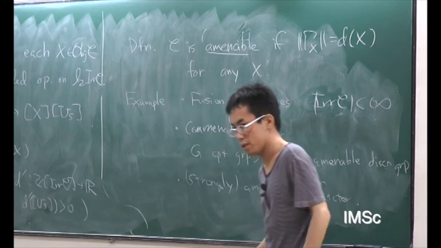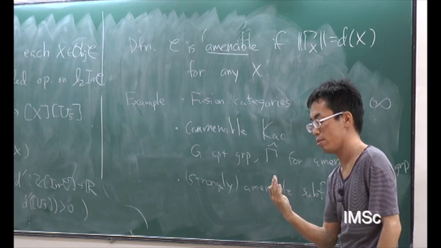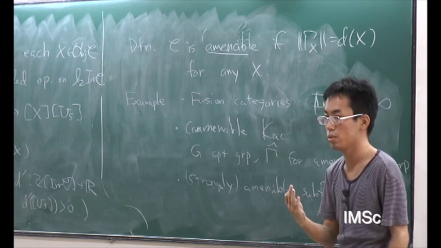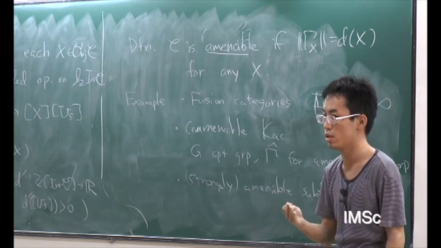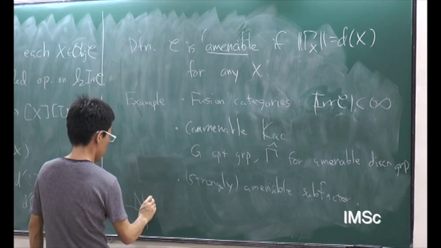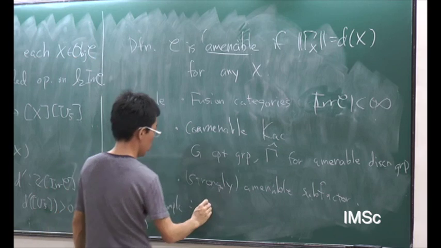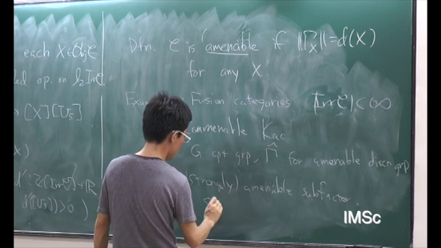And the known examples are things like the temperley-Lieb category for the parameter bigger than 2, and also the SU(2) or SU(2)_N quantum groups. So SU(2)_2.